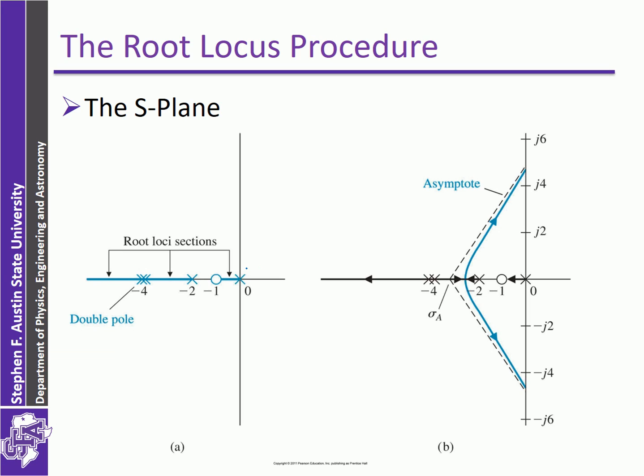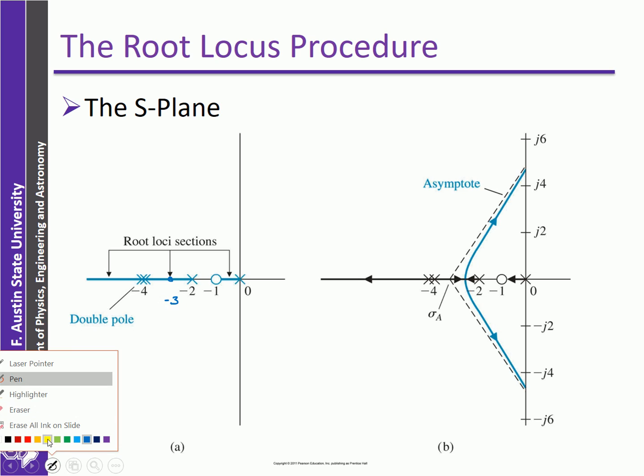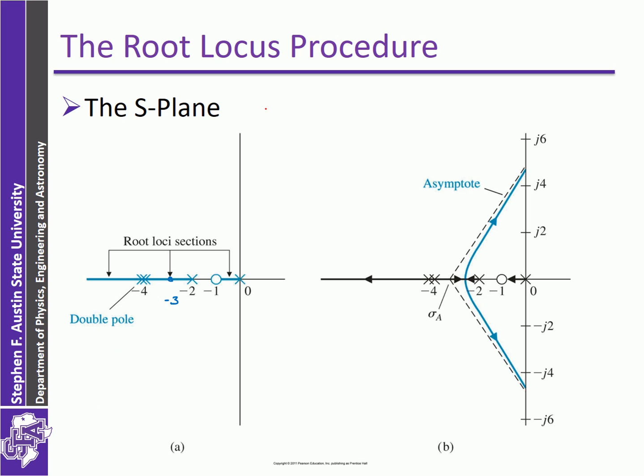And then we look at the centroid. Where is that centroid located? The centroid is located at minus 3. So it's going to be right in here at minus 3. And then from the centroid, we're going to draw our asymptotes. Those asymptotes will follow the angles of 180 degrees, 60 degrees, 180 degrees, and 300 degrees.